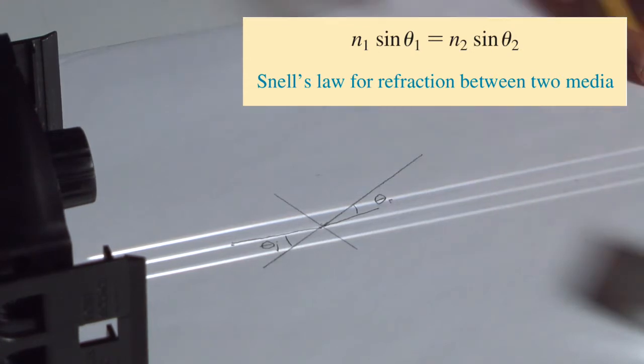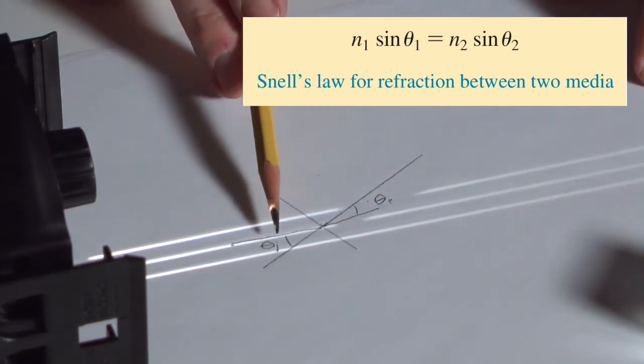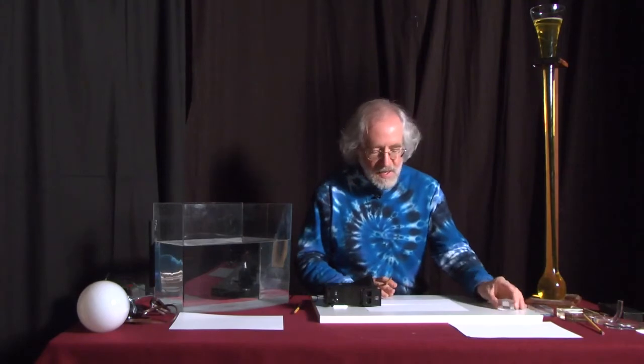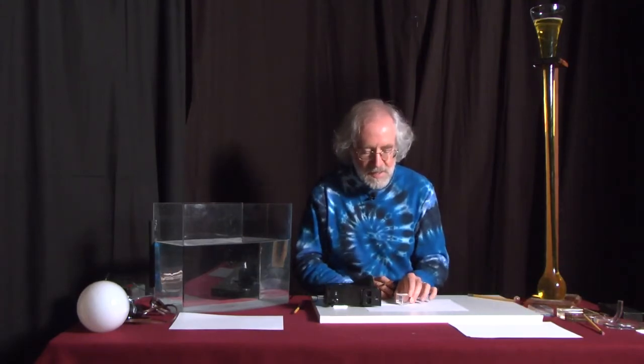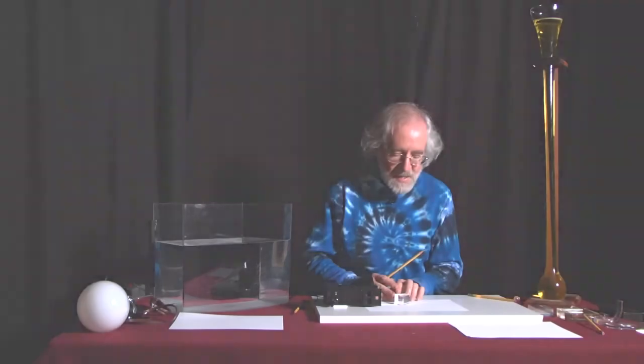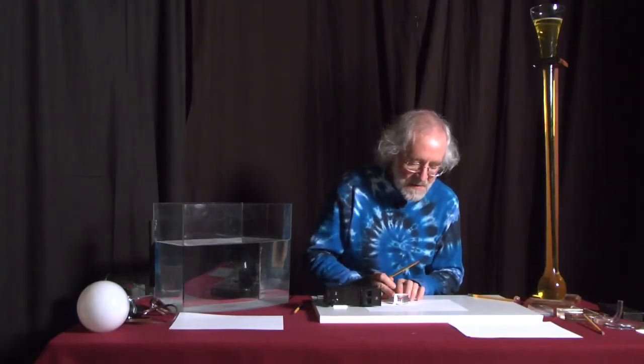But since the plastic is more dense than air, this angle, the refracted angle, is smaller than this angle, the incident angle. Now let's think about this. When the rays of light go through the plastic, they get bent closer to the normal when they go into the plastic. But when they go from the plastic into the air, they bend away from the normal. And if I change the angle of the block, I can change the angle of the light that comes out.